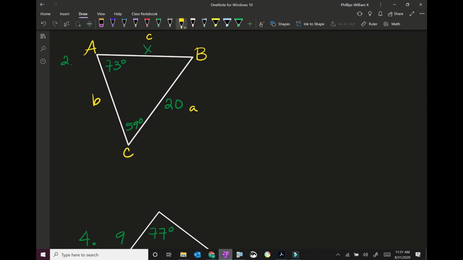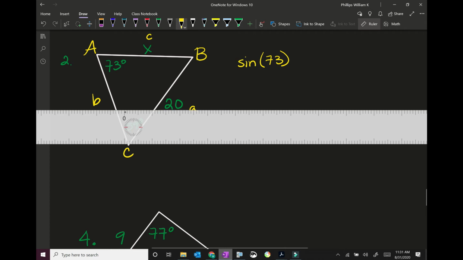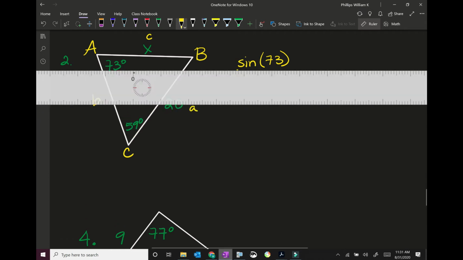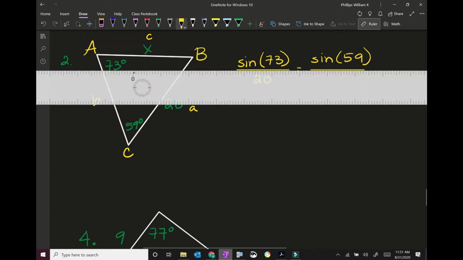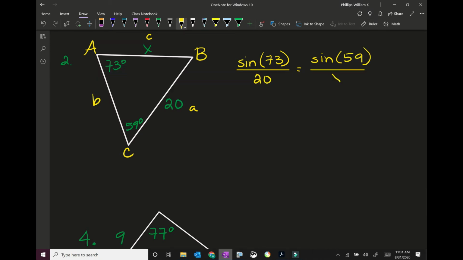So now we'll set up our ratio. Again, in this example, we will not be using sine of B over leg B because there are no values here. So I can say sine of angle A, which is 73, divided by leg A, which here they told us was 20, should equal sine of angle C, 59, and then that will be over x.